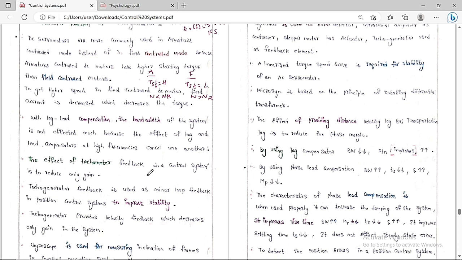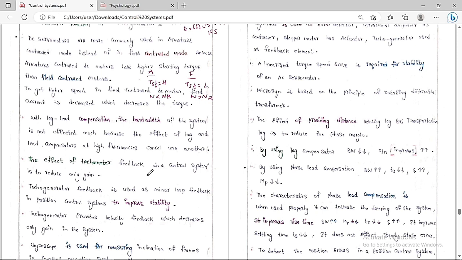The next point is tacho-generator feedback is used as a minor loop feedback in position control systems in order to improve the stability. So this is a very important statement. The tacho-generator feedback is used as a minor loop feedback in the case of position control systems in order to improve the stability.